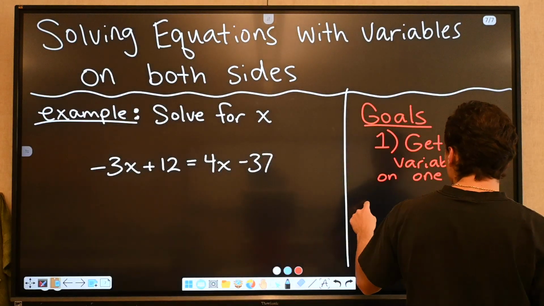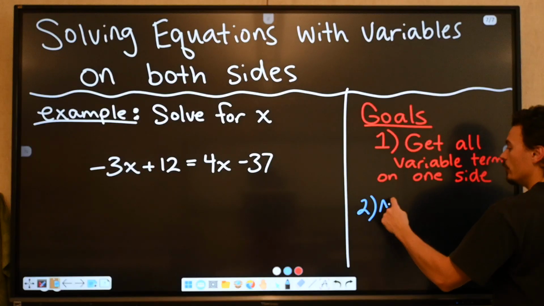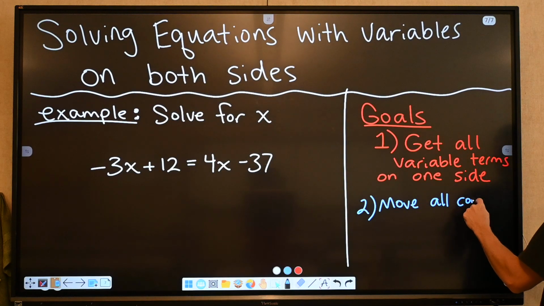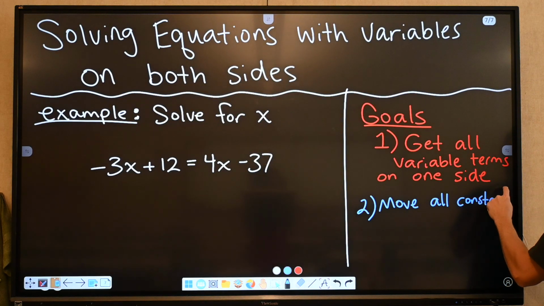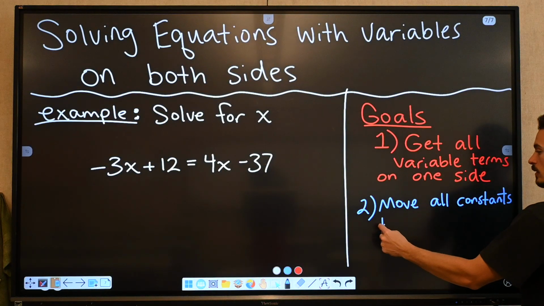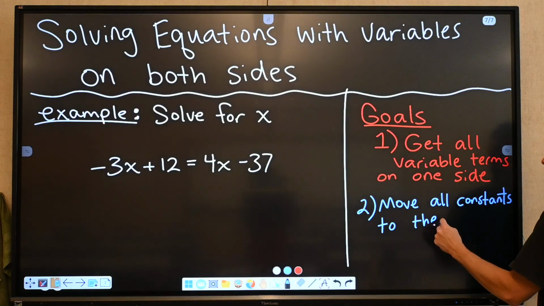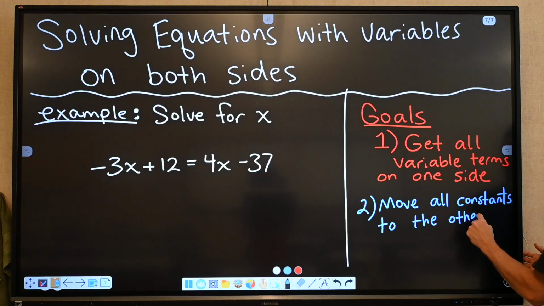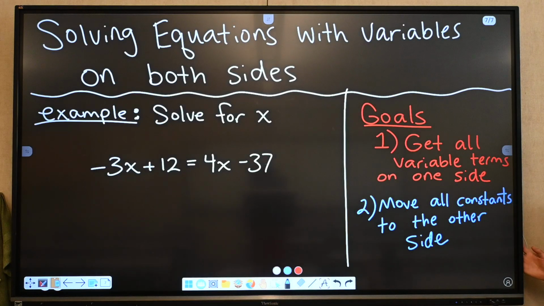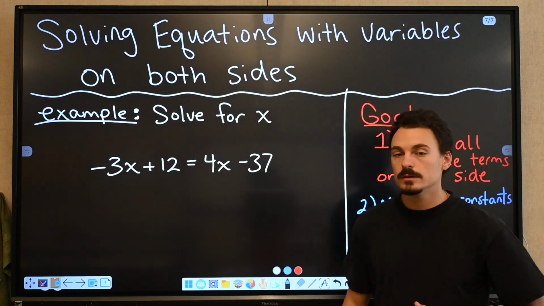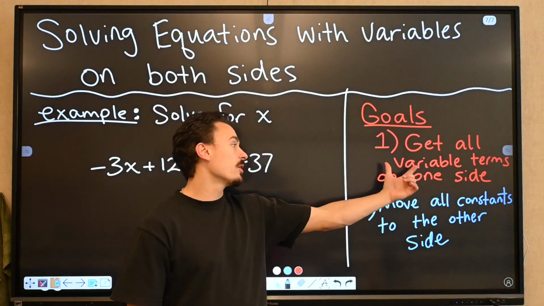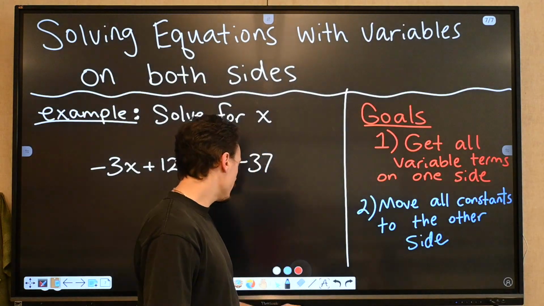Now, second goal is to move all constants to the other side. Okay, so we want to get all the variable terms on one side, move all the constants to the other side. I'm going to do this part in red, this part in blue.